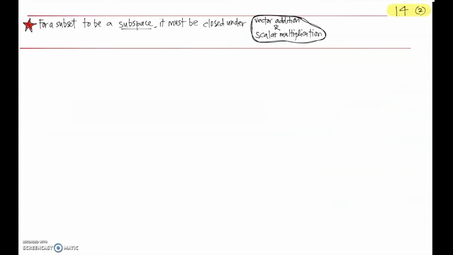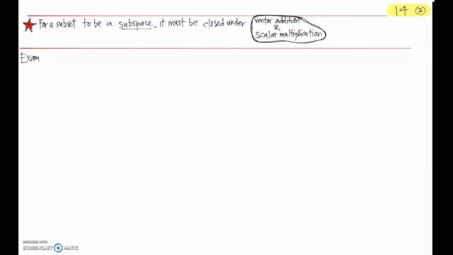We just saw that for a subset to be a subspace, these 2 conditions have to be met. So for the rest of this section, we're just going to look at 4 examples, and we're going to learn a new skill. We're going to learn to prove something is a subspace. So let's start with our first example.